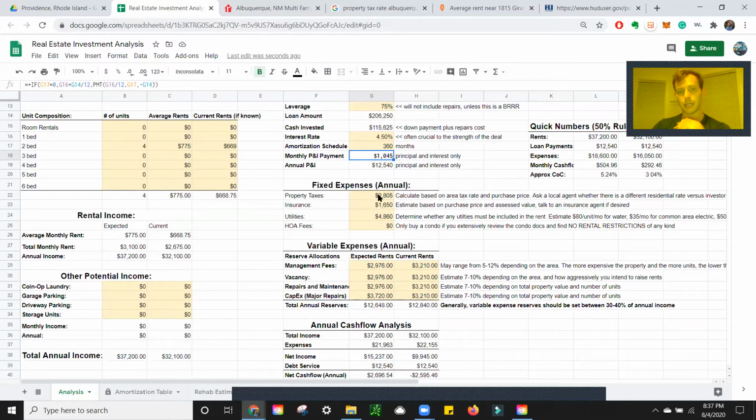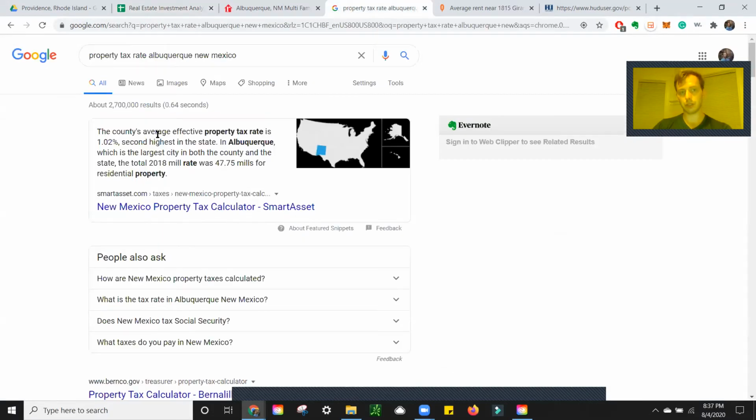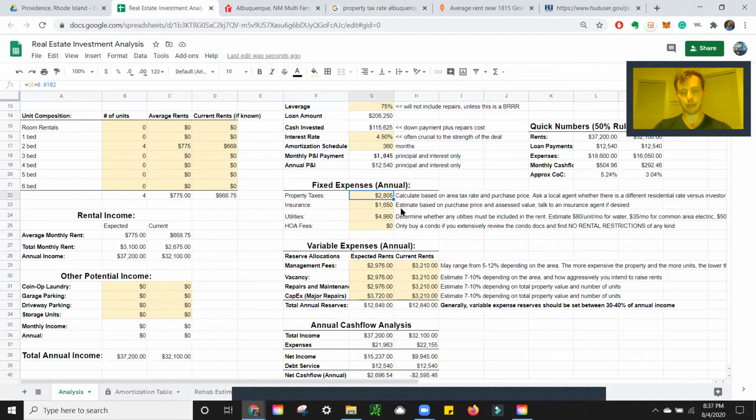Property taxes are lower in Albuquerque. They're about 1.02%. I looked this up before. You can literally just Google search it. It was very easy to find, the first result that comes up. That's going to be critical. Different markets have very different tax rates. Providence for an investor is like 3.1%. So this is a huge drop down in the amount of taxes you're going to pay.